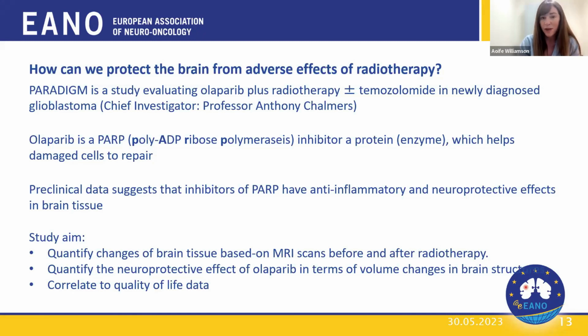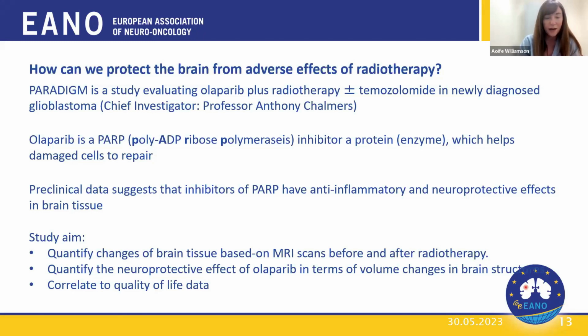Now, olaparib is what we call a PARP inhibitor, and PARP is a protein, an enzyme which helps damaged cells to repair. And Professor Anthony Chalmers in his preclinical lab has published data to suggest that if we inhibit PARP, then we'll have an anti-inflammatory and a neuroprotective result in our brain tissue.